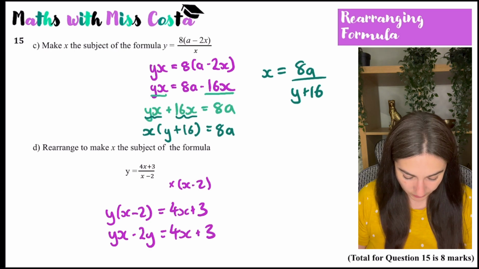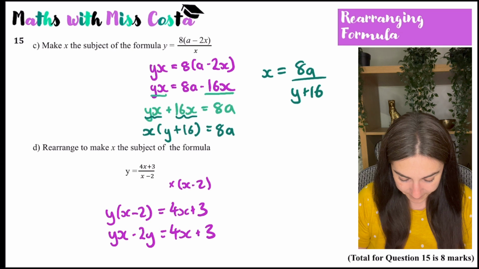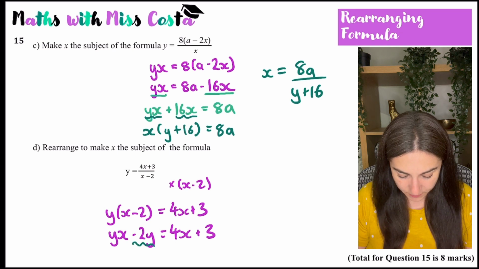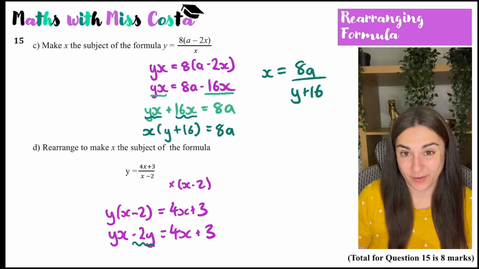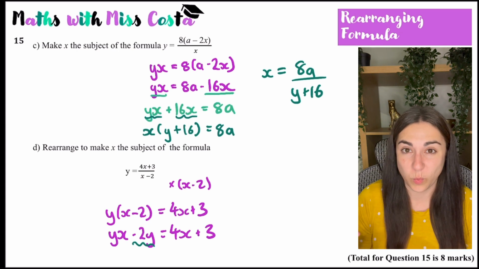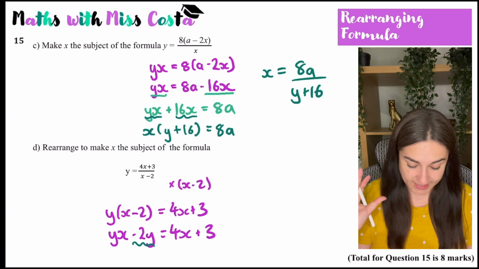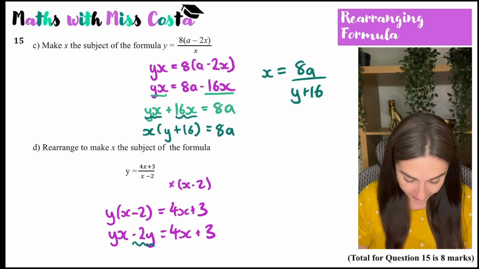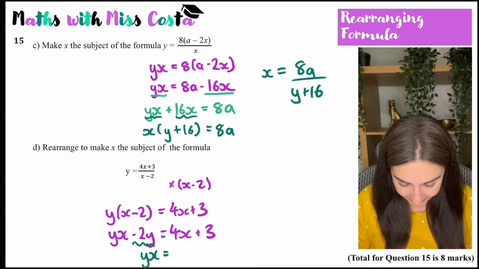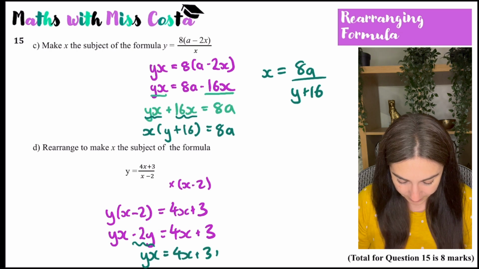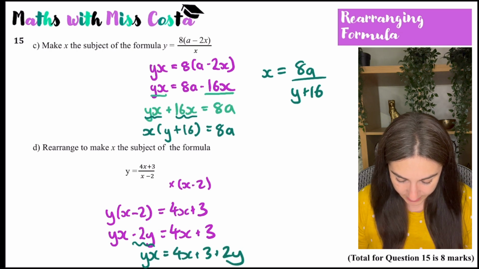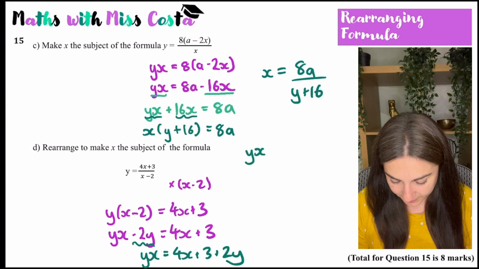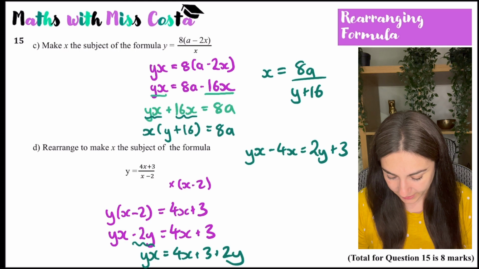Remember that you're going to want both of your x's on one side. And I'm going to move the y over here because otherwise everything's going to be negative. Remember, you can play around with things, moving them from one side to the other as much as you want. It doesn't matter as long as you're doing the inverse operation. So yx equals 4x plus 3 plus 2y. Then if I subtract 4x, I'm left with yx minus 4x equals 2y plus 3.